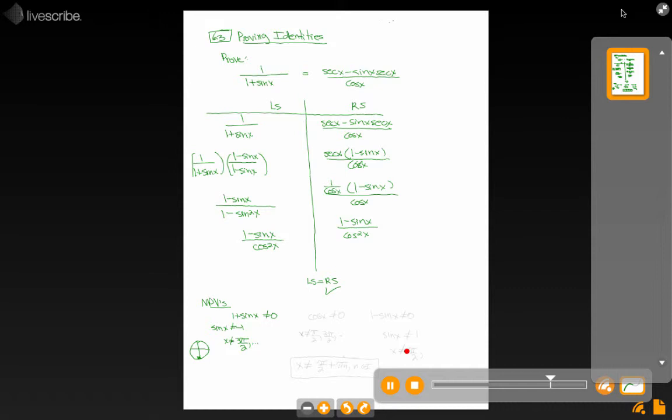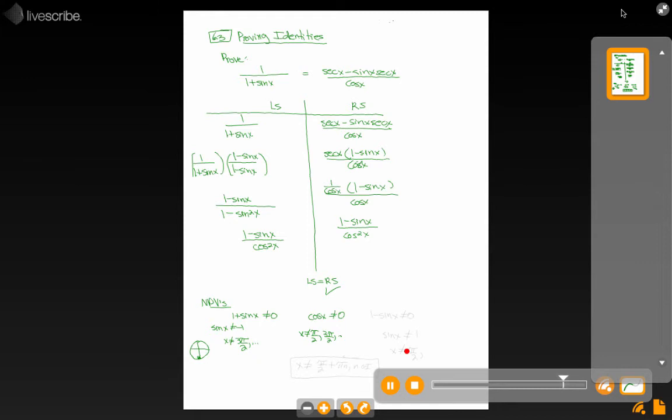I also have a denominator of cosine x, so I don't want to let that equal 0 either. I look at my unit circle again, and cosine is equal to 0 when x is pi over 2, 3 pi over 2, and any pi after that. So I have those as non-permissible values.